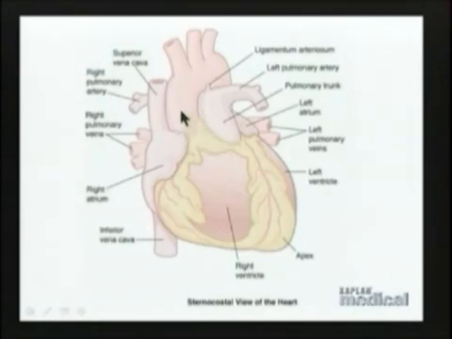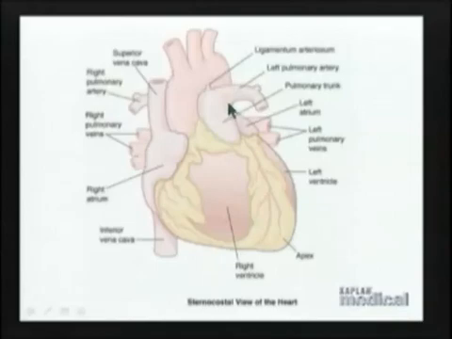So there's the ascending aorta, there's the pulmonary trunk. The pulmonary trunk is dividing into its two pulmonary arteries, left and right. And over here we see that the ascending aorta arches around to become the aortic arch. So when we look at the left border of the heart shadow, we'd expect to see that the left ventricle makes up most of the left border, a little bit of left atrium. Then we'd expect to see the left pulmonary artery, and then the aortic arch.